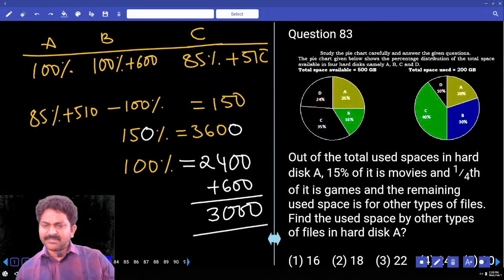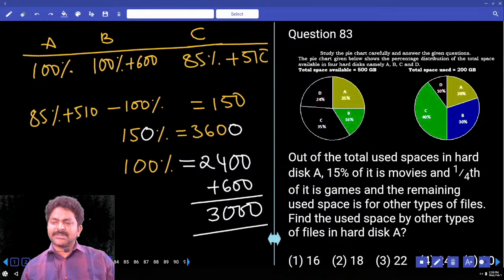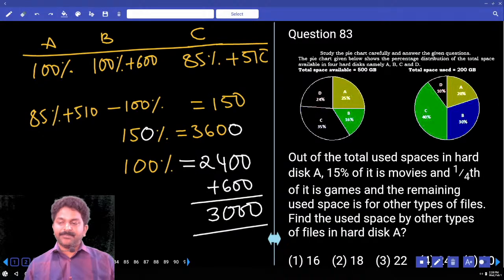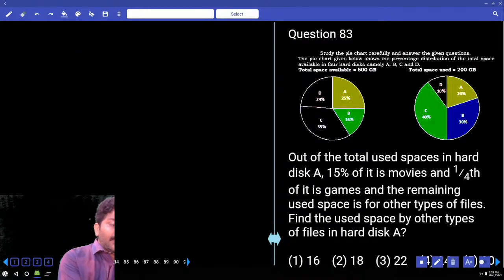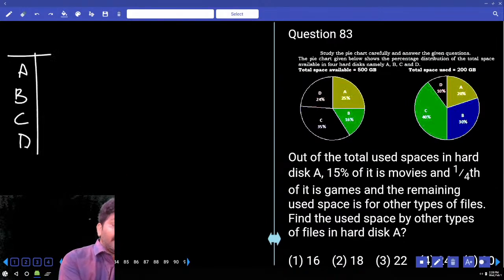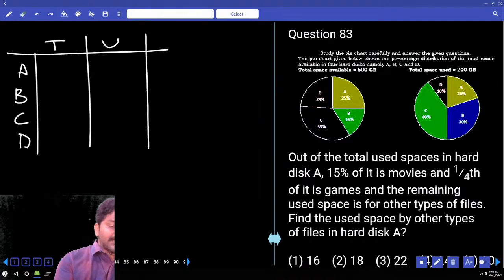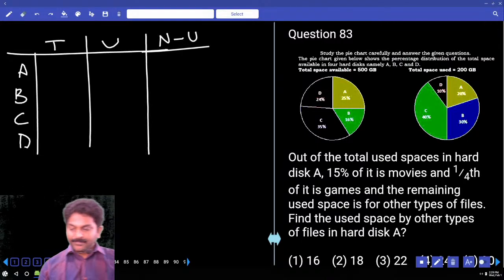From question 83 onwards: the pie chart given below shows the percentage distribution of total space available in 4 hard disks, namely A, B, C, D. Total space available is 500 GB. Total space used is 200 GB. First I'll write total, then I will write used, and I will say not used.